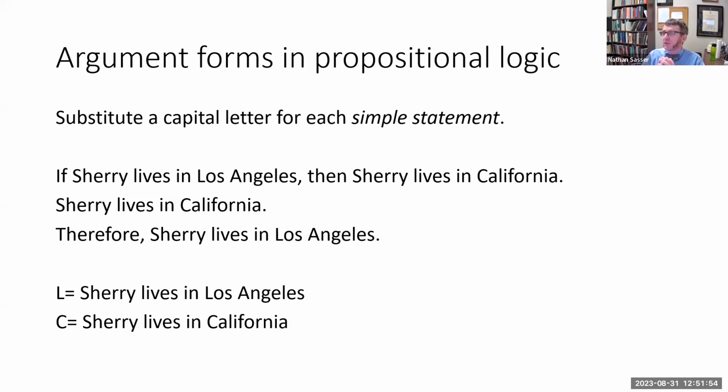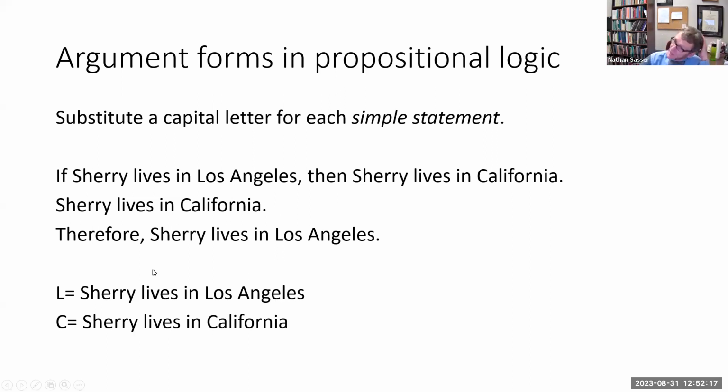So, for example, we've got this one. If Sherry lives in LA, then she lives in California. Sherry does live in California, therefore she lives in LA. So if I'm going to boil it down to the argument form, then I'm going to make L stand for Sherry lives in LA. I'm going to make C stand for Sherry lives in California.